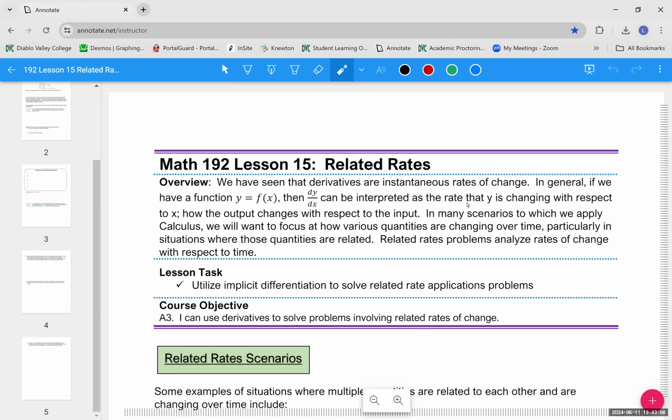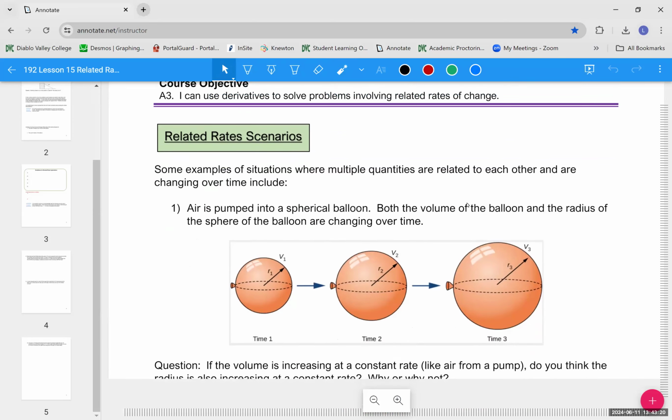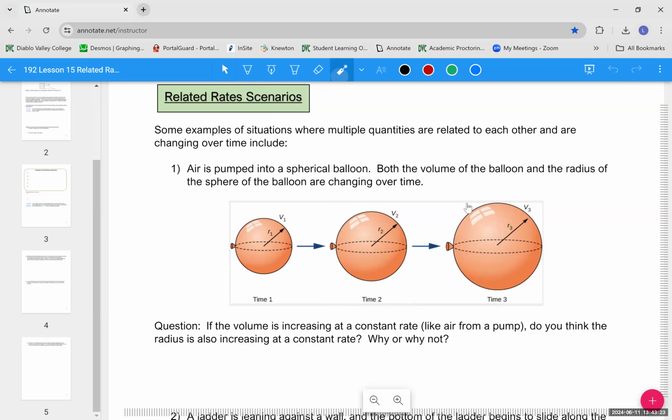But what we're going to do in related rates problems is we're going to look at how various quantities are changing over time. So specifically when those quantities are related to each other. So let me give you an example. You have air that's being pumped into a spherical balloon. And so both the radius of the balloon is changing over time, as is the volume of the air in the balloon. So that's a situation where you have two quantities, radius and volume, and they're both changing over time as the balloon is being pumped up.